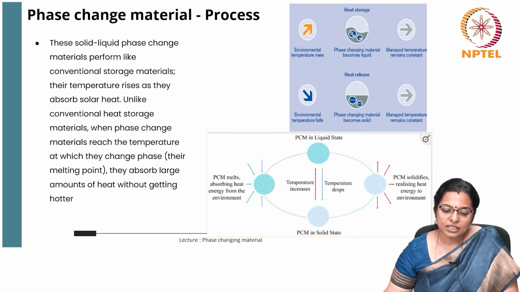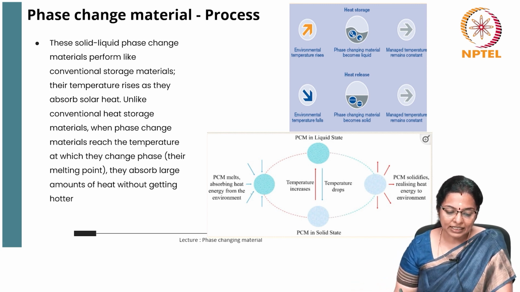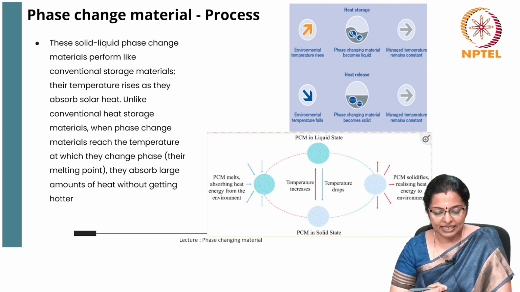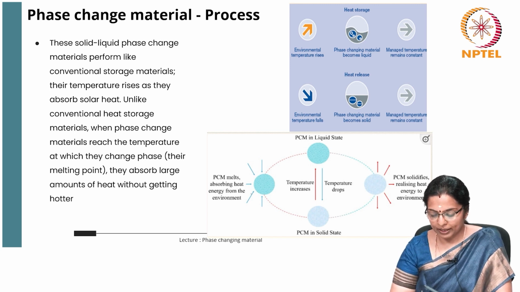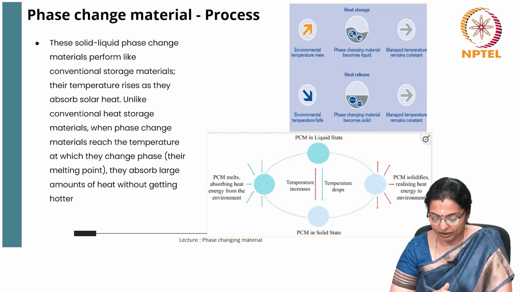So, these solid liquid phase change materials perform like conventional storage materials and their temperature rises as they absorb solar heat. So, unlike many other regular conventional heat storage materials, when phase change materials reach their melting point, which is when they change their phase, they tend to absorb large amounts of heat, but they do not get hotter or warmer.